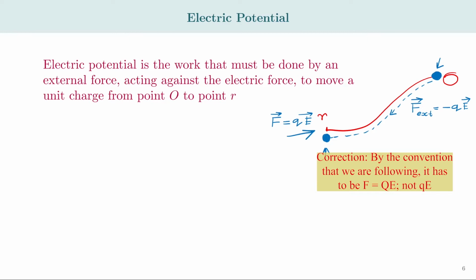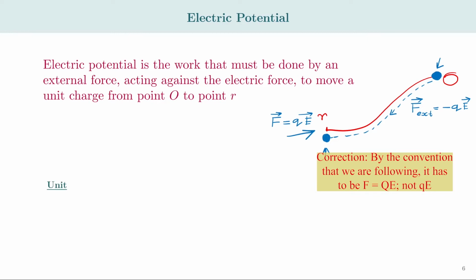The external agency must supply a force Fx equal to negative of Q times E to balance the electric force F equal to Q times E. And that is the reason for this negative sign in the expression for Fx.